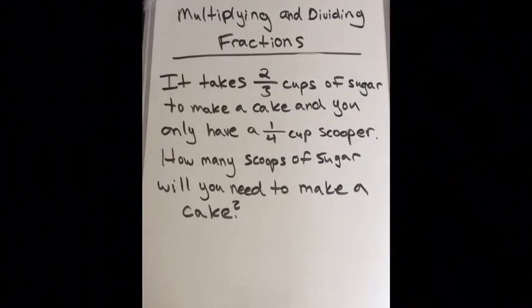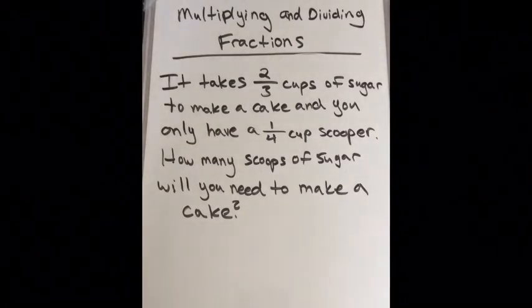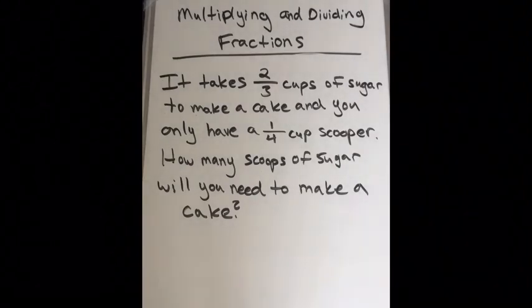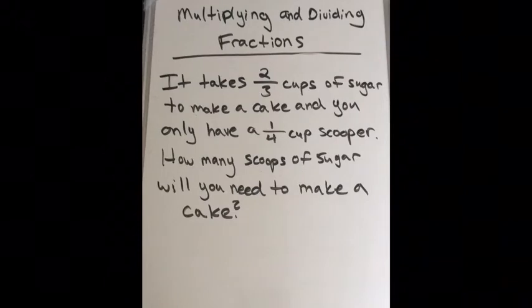Okay, everyone. Now let's go ahead and try and practice our new multiplying and dividing fraction skills with the following word problem. It takes 2/3 cups of sugar to make a cake, and you only have a 1/4 cup scooper. How many scoops of sugar will you need to make a cake? Now, in this word problem, it's going to require us to use a little bit of our analytical thinking skills and probably a little bit of our note-taking skills.